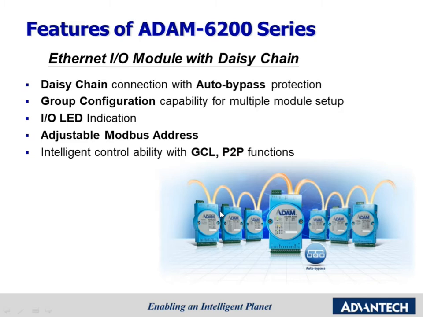Compared to ADAM-6000 series, there are I/O LED indicators in the ADAM-6200 series. User can know the I/O status easily by the I/O LED on module front panel. The Modbus address is also addressable in ADAM-6200. Besides, it offers an intelligent control ability with GCL, graphical control logic, P2P functions, which will be introduced in detail in Module 6.